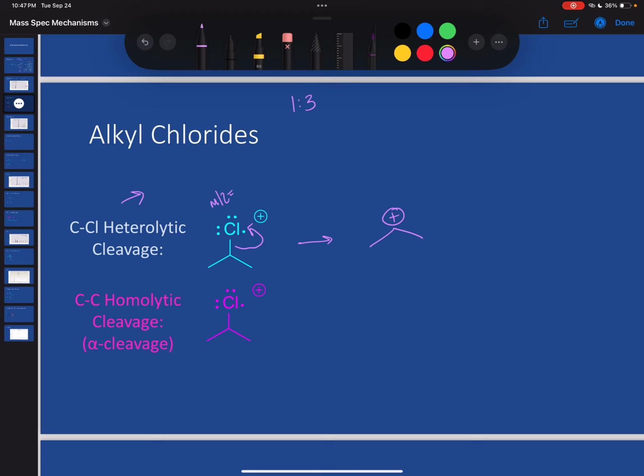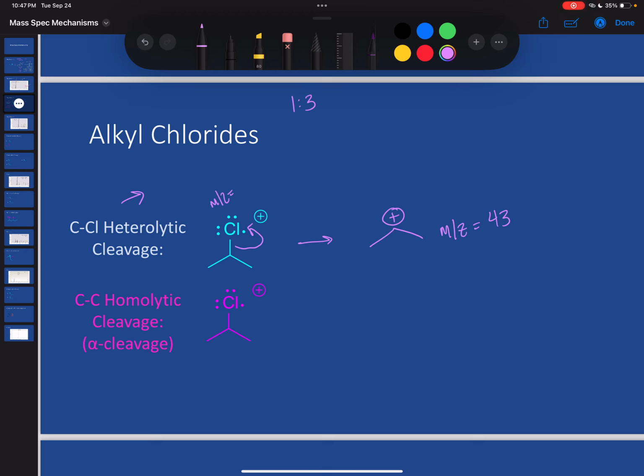But our first fragment here, once we do the heterolytic cleavage, is going to lose the chlorine, so I don't have to worry about the isotope. This is just going to be my propyl peak, which we saw from bromine is going to be a mass to charge ratio of 43. All right, so that's pretty straightforward. That's the same thing we just saw.